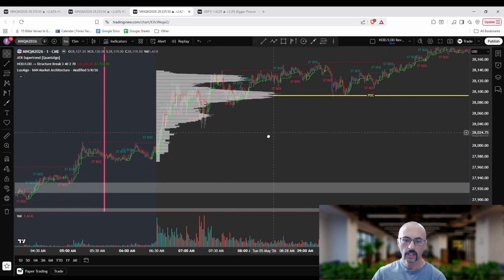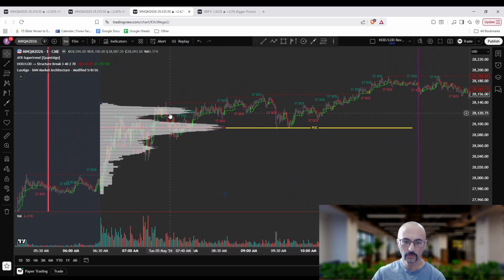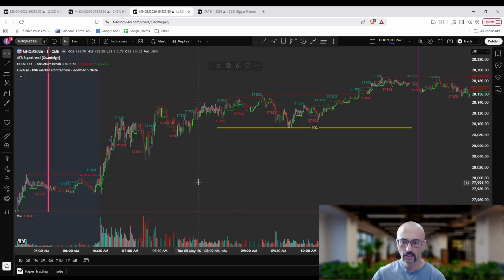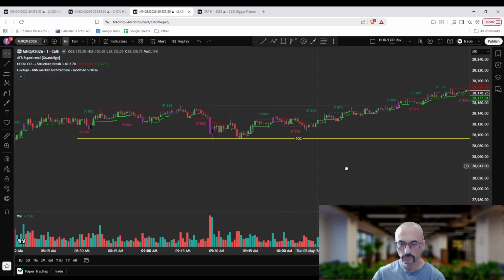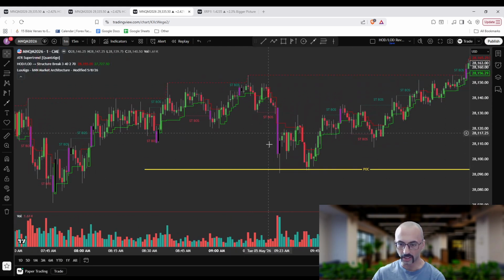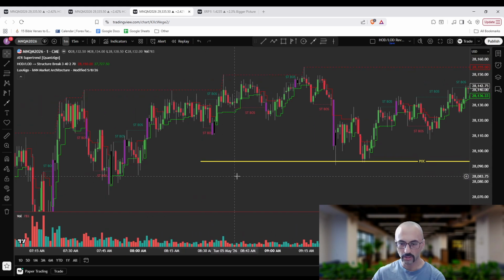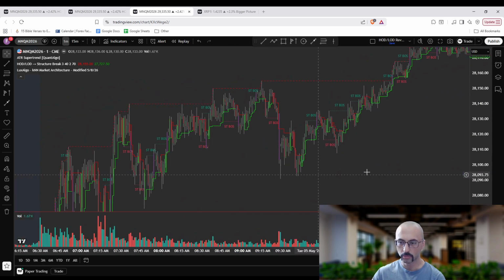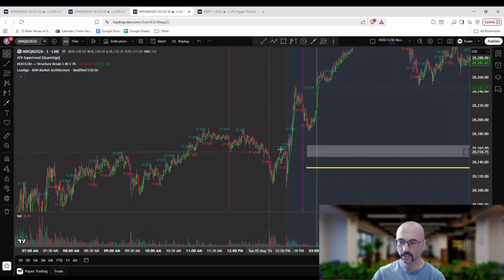There we go. We do have a low volume node here. We do have one, surprisingly, here as well. But I think the point of control within the current session is probably better to look at. We don't even get a signal off of it anyways. You can see how it did prop the price up for a little bit. But that's what I like to do. Let's find another example of that.